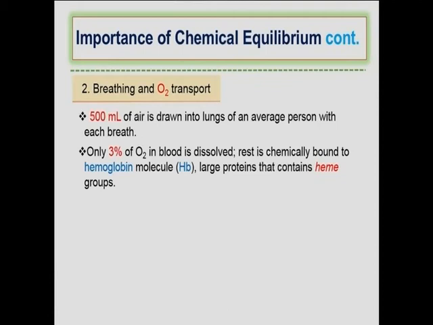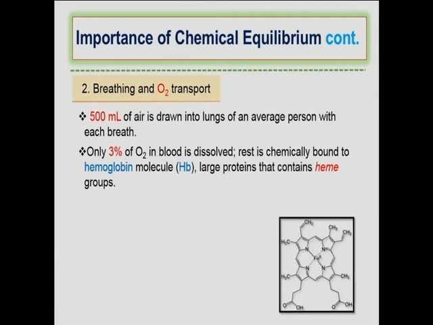Actually, the hemoglobin molecule is a large protein which contains 4 heme groups. So this one is one heme group, and in one hemoglobin molecule you will have 4 such heme groups, and each heme group is capable of holding one oxygen molecule. Which means one molecule of hemoglobin can hold 4 oxygen molecules.